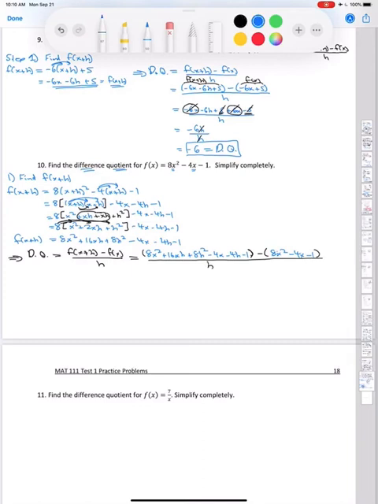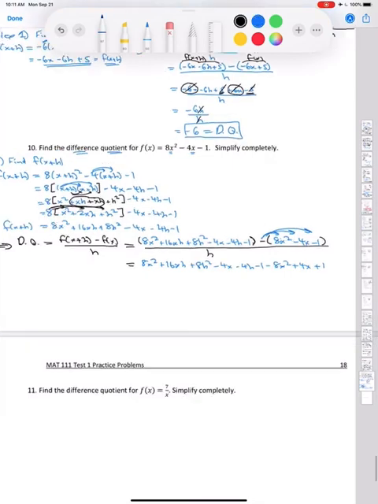So as we simplify, let's go ahead and distribute. So we got to clear the parentheses. Do that in our next step. We're going to combine like terms. So we have our 8x squared plus 16xh plus 8h squared minus 4x minus 4h minus 1, minus the 8x squared, minus a minus 4x becomes plus 4x, minus negative 1, plus 1. Again, all divided by h.